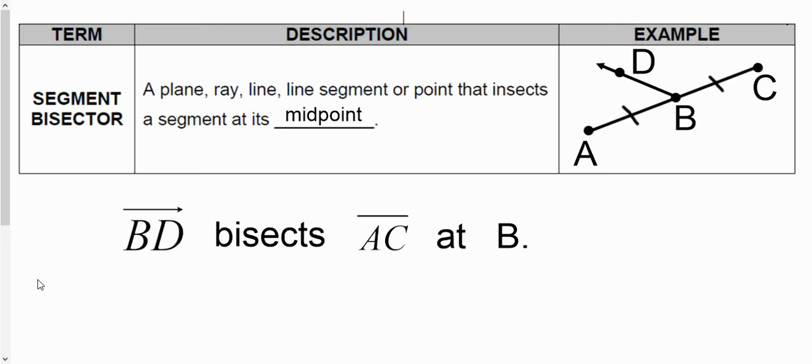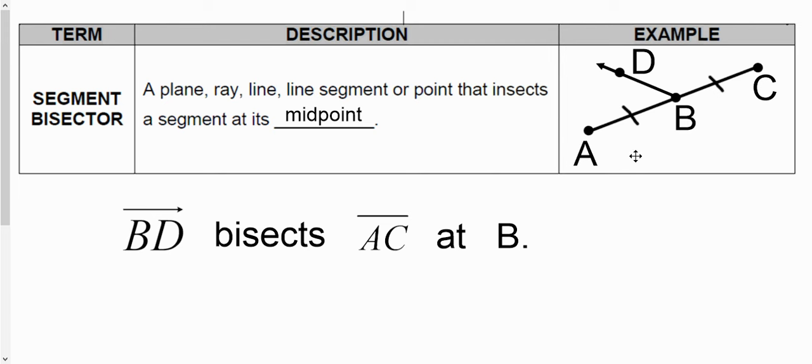Now we get to a new term, segment bisector. Bisect: bi means two, sect means basically cut it into two pieces, but they're equal pieces. So to bisect something means to cut it into two equal pieces. It could be a plane, a ray, a line, or a line segment that bisects another segment, or even a point that intersects a segment at its midpoint.